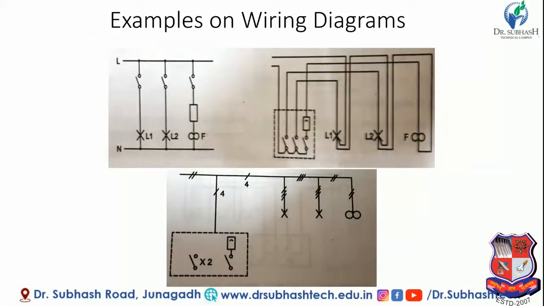Let's see examples of wiring diagrams. Here you can see the schematic diagram. Now here you can see the wiring diagram of this schematic diagram, and the multi-line diagram also. This is the diagram for the electrician, showing in which direction they have to connect and wire the electrical sockets, ceiling roses and other components.